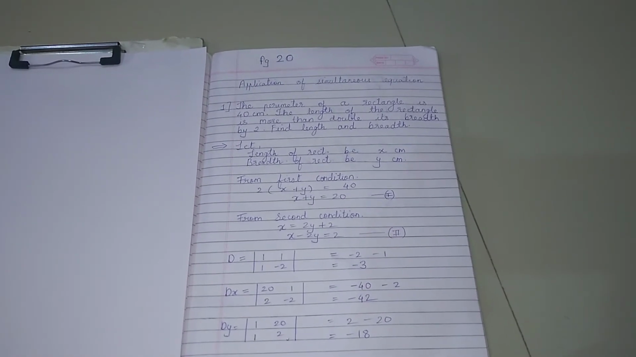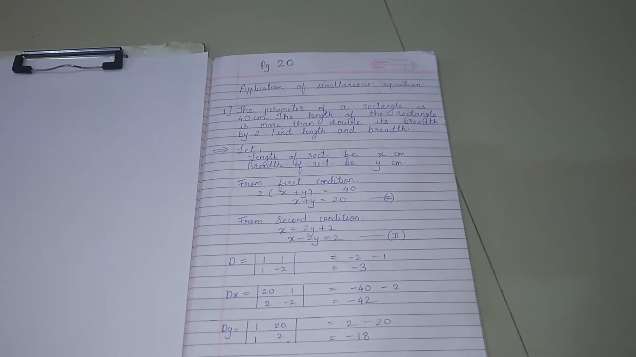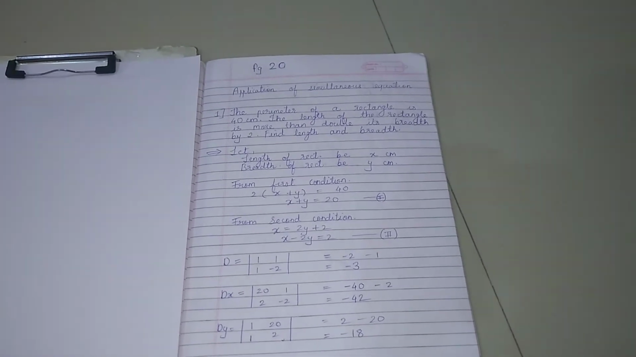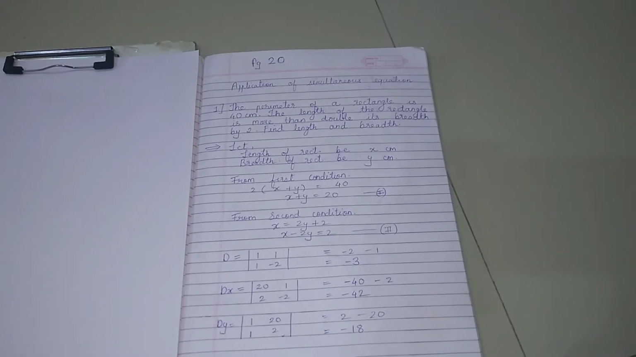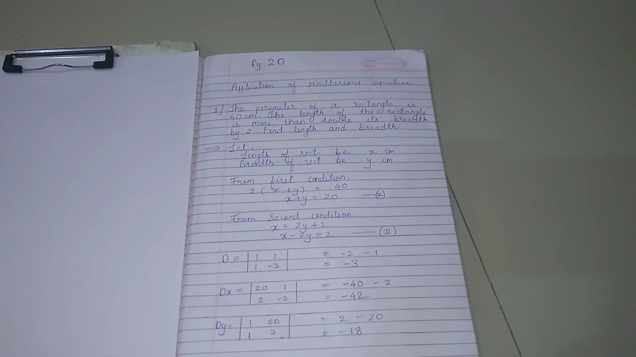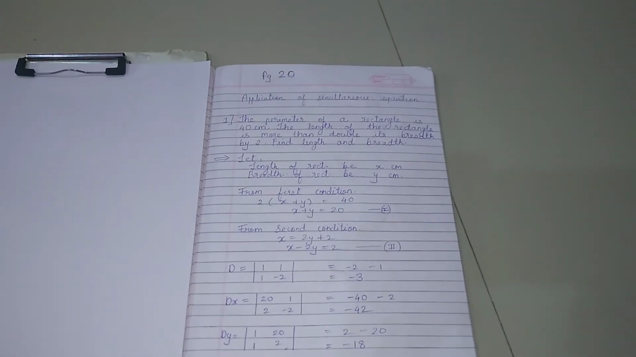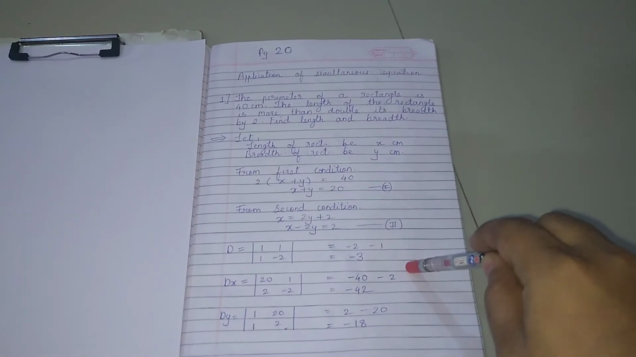I hope you have solved all the sums from practice set 1.4, 1.3, 1.2 and 1.1. Okay, so now let's come up to the next topic, that is application of simultaneous equations. This is the solved example which I have solved over here for explanation. This is on page number 20 of your textbook.